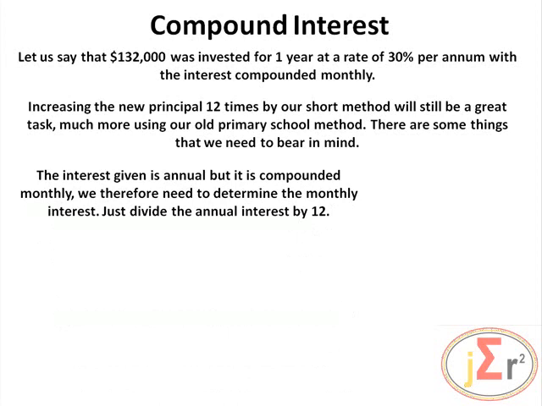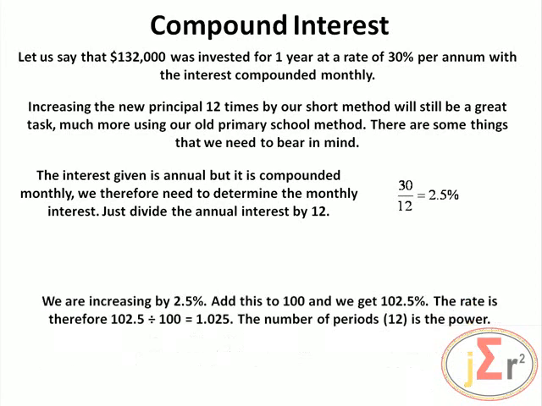The interest given is annual, but it is compounded monthly. We therefore need to determine the monthly interest. To find the monthly interest, we need to divide the annual interest by 12. So 30 divided by 12, so that is our monthly interest. So we are going to be compounding monthly, therefore we need our monthly interest.